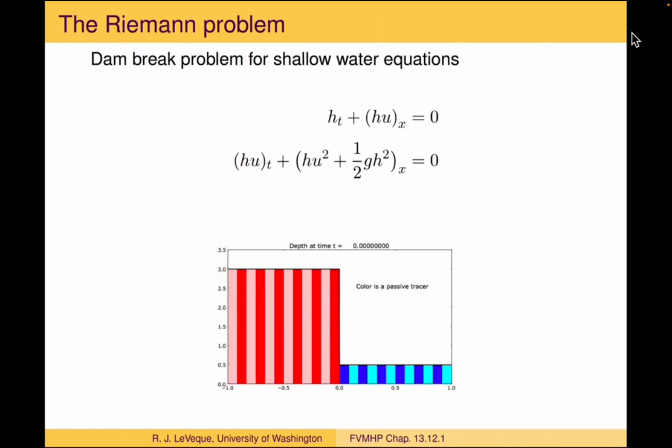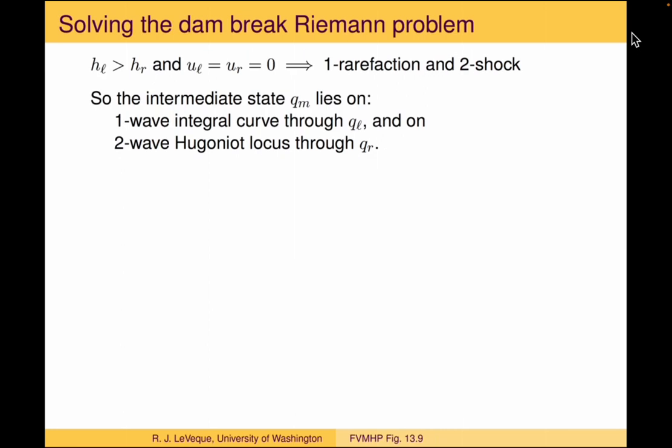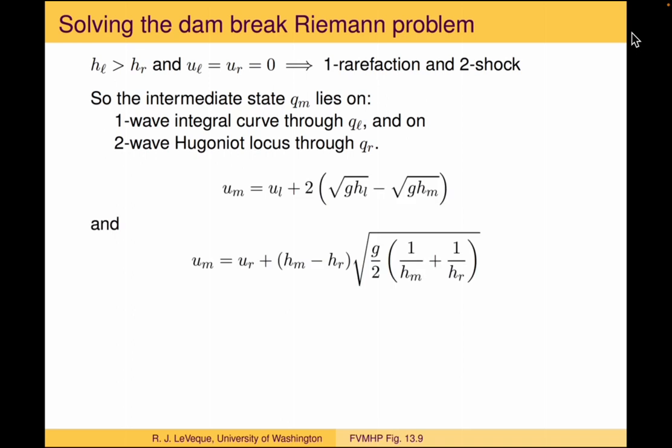So as a concrete example, let's look again at this dam break problem where we have a jump in h, but the velocity is 0 on both sides initially. And what we've seen is that you then get a shock wave moving to the right and a rarefaction wave moving to the left in that case. And so if we know that we should have a 1 rarefaction and a 2 shock, then we know that this intermediate state we're looking for has to lie on an integral curve for 1 waves, a curve that's always tangent to R1 going through QL, but it also has to be on a Hugoniot locus corresponding to 2 waves that passes through QR. And so we would have to find the intersection of those two curves.